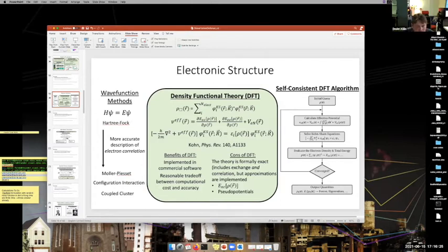Levi is making a comment on slide number 25.